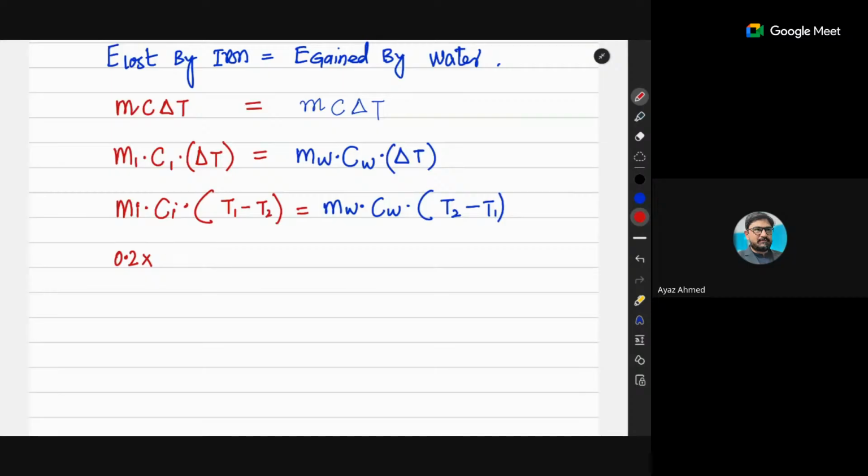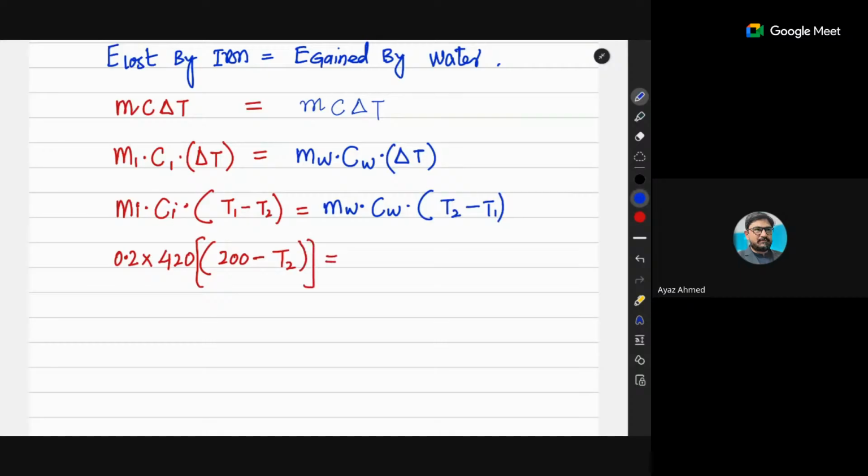What was its specific heat capacity? It was 420. What was its initial temperature? Its initial temperature is 200 centigrade plus 273 Kelvin. Remember this thing, you have to add it up. Either I will add it at the final level, don't worry, I can make it simple for you. Minus T2.